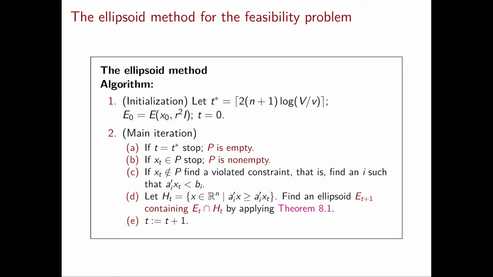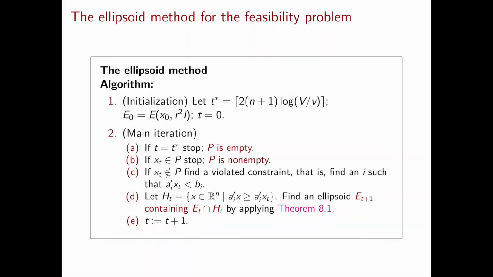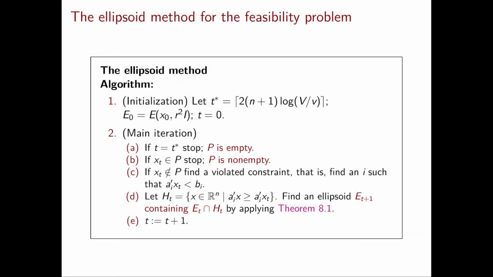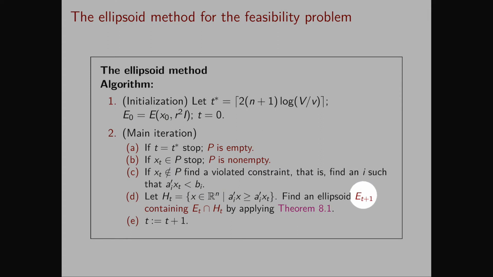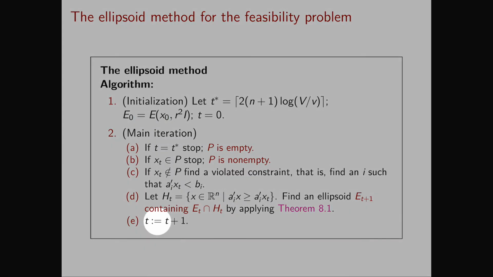Formally, we find an index i such that a_i transpose x_t is strictly smaller than b_i. Then we need to define the half space obtained by translating the corresponding inequality on x_t. Algebraically, we let H_t be the set of points x in R^n that satisfy a_i transpose x greater than or equal to a_i transpose x_t. Then we find an ellipsoid E_{t+1} containing the half ellipsoid E_t intersected H_t, and we can do so by applying theorem 8.1. Finally, we increase our iteration counter by 1.